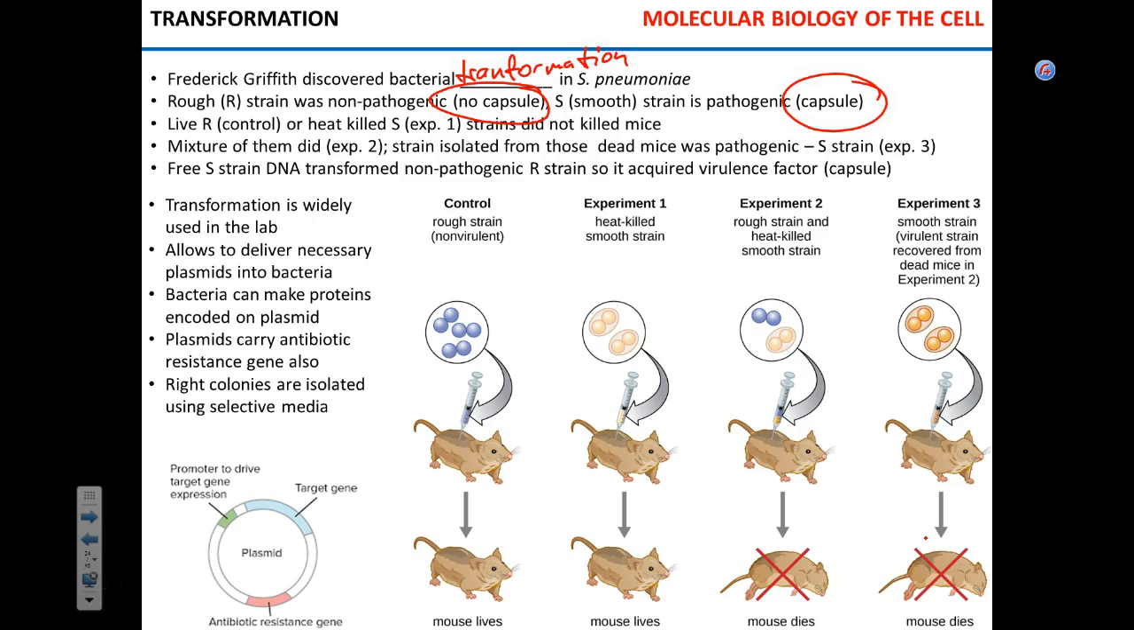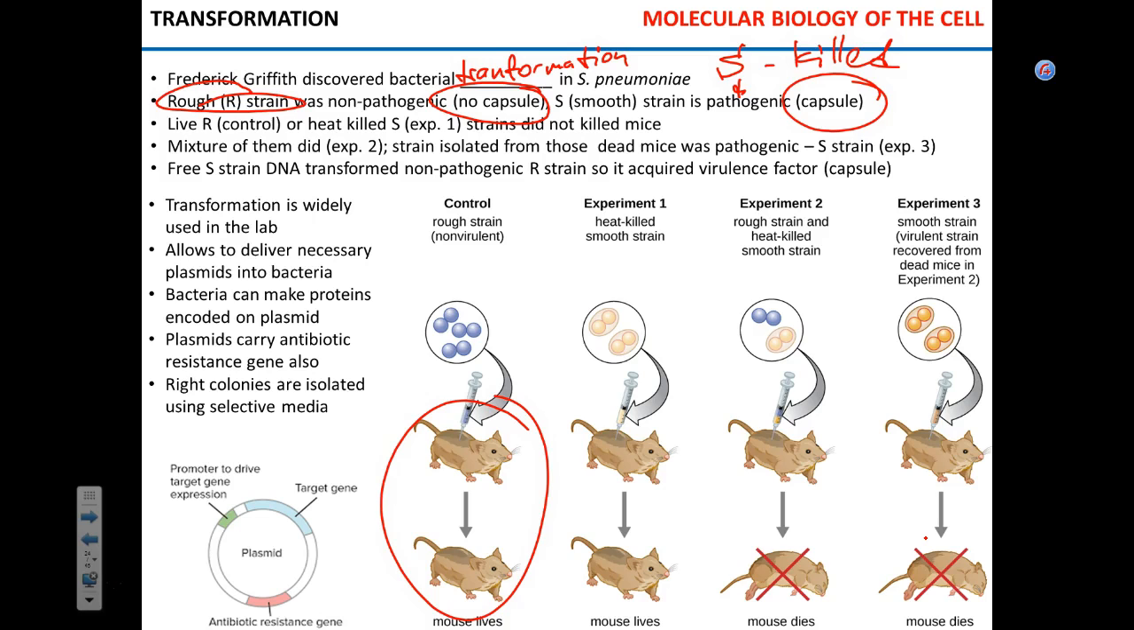What is the function of the capsule in bacteria? Protects against phagocytosis. So it's a virulence factor, right? Which means it makes microbes more virulent, more deadly, causing more disease, right? So it turns out that Streptococcus pneumoniae with the capsule killed mice. The so-called S strain killed mice. Does that make sense? You just knew. And the rough strain, the R strain, didn't kill mice.